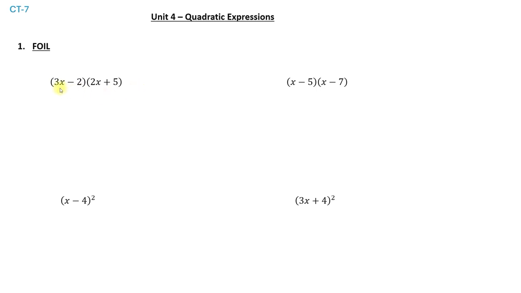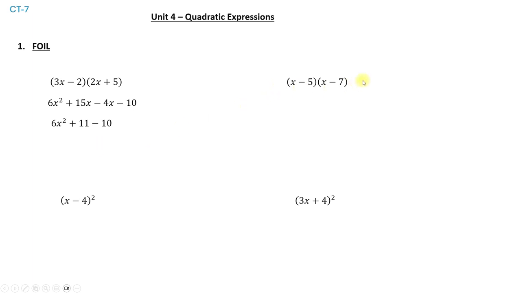So 3x times 2x plus 3x times 5 minus 2 times 2x minus 2 times 5 gives us this. We'll collect our like terms. Our 15x minus 4x becomes 11x, for a final answer of 6x squared plus 11x minus 10.